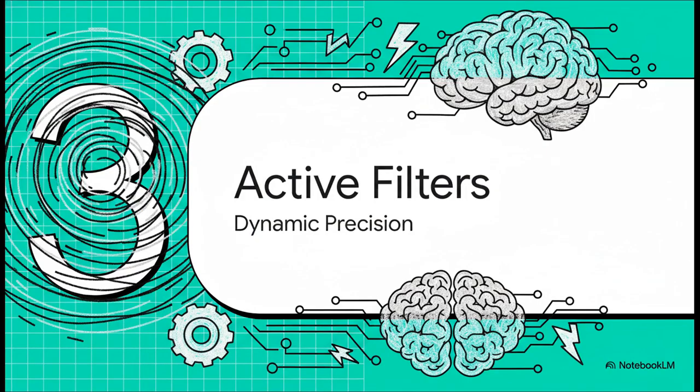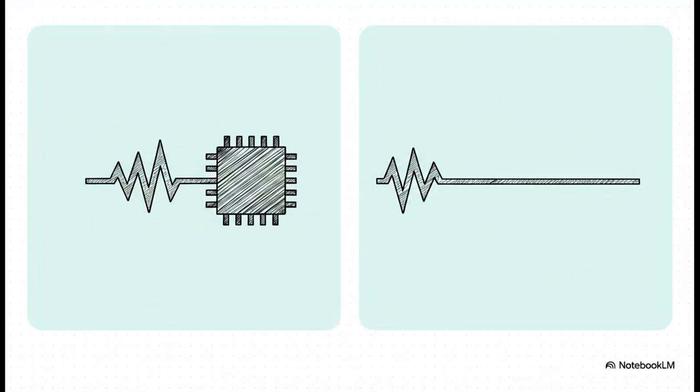All right, Section 3, active filters, dynamic precision. If the passive filter is the rugged workhorse, this guy is the agile brain of the operation. This is a massive leap in technology. Instead of relying on those static LC circuits, the active filter uses highly sophisticated power electronics. We're talking IGBTs, which act as super-fast digital switches. It literally reads the line and injects counter harmonics in real time to cancel out the distortion on the fly.